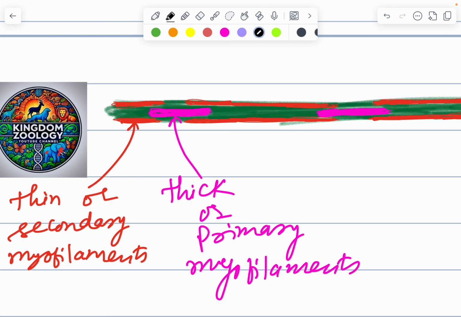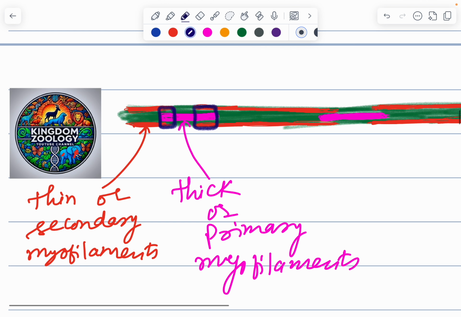In this much portion of your myofibril, what exactly is the protein density? Very high, because both the proteins are there, thick filament as well as thin filament.